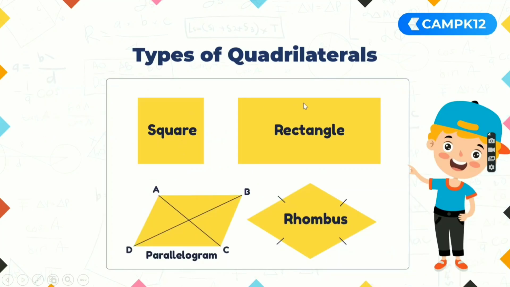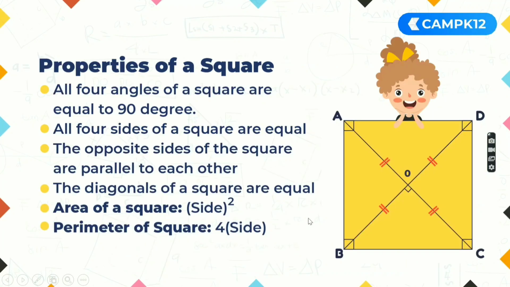Talking about the types of quadrilaterals, there are majorly 4 types that we have to study, which is a square, rectangle, parallelogram and a rhombus. Let's first study the properties of a square. There are basically 4 properties of a square which we have to keep in mind.